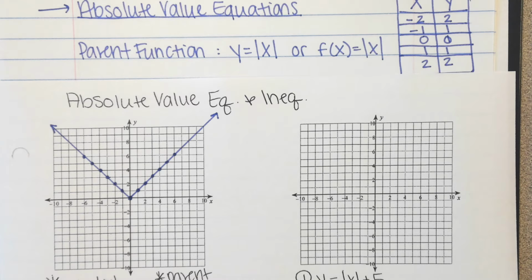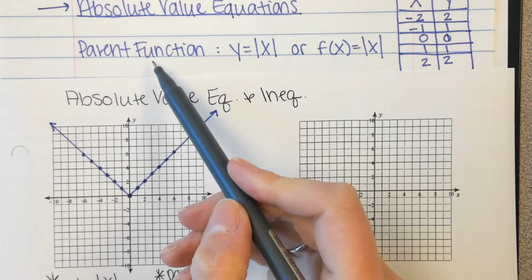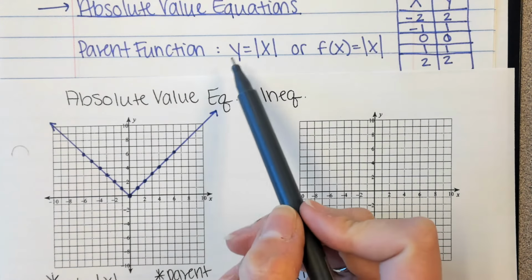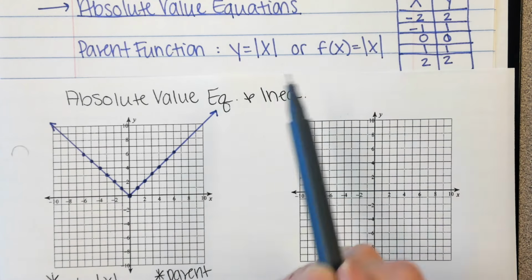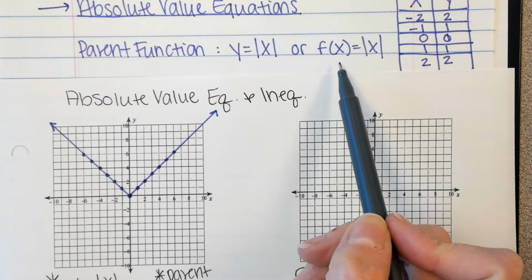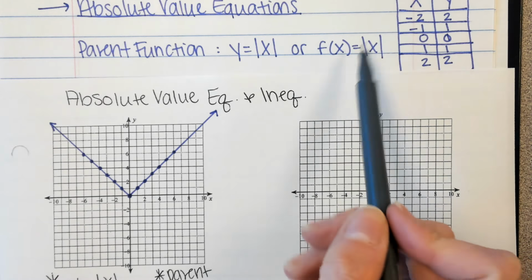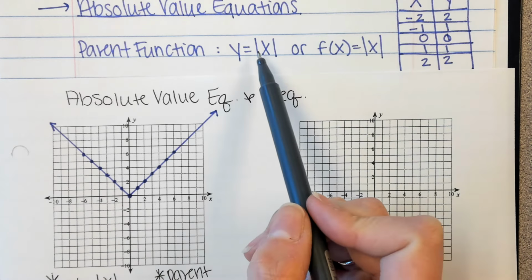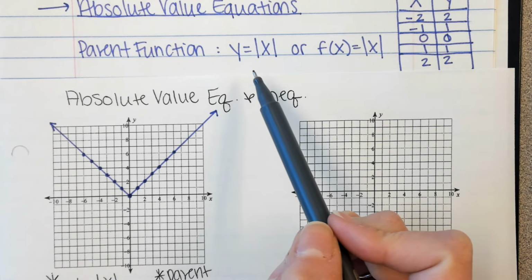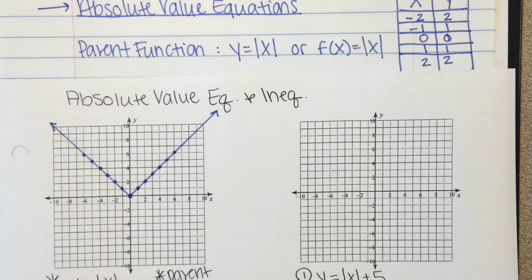Okay, now we're going to talk about absolute value equations. So this is a little bit new. The parent function of an absolute value equation is y equals the absolute value of x, or you can write it in function notation as f of x equals absolute value of x. Those mean the same thing, okay? A parent function is the most basic form of the function. This is the simplest absolute value function you can have. Just y is the absolute value of x.